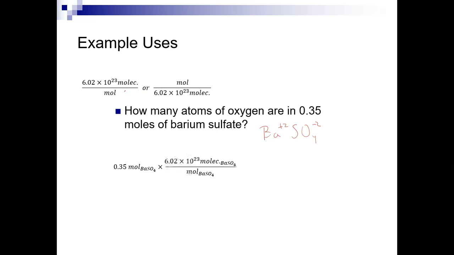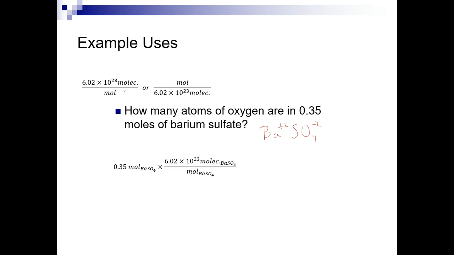I put it in place. Now I have 0.35 moles times 6.02 times 10 to the 23rd molecules per mole. And then I want to know how many oxygen atoms there are. In every barium sulfate, there are how many oxygens? There's 4.